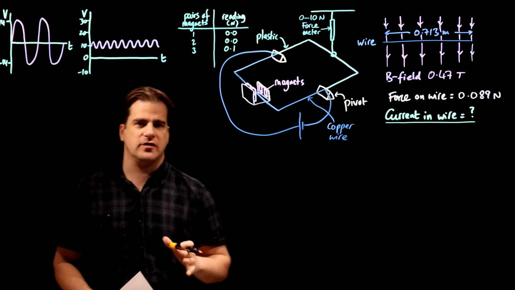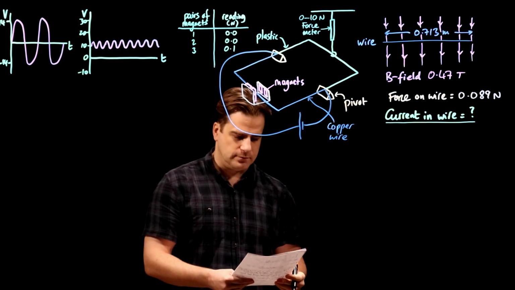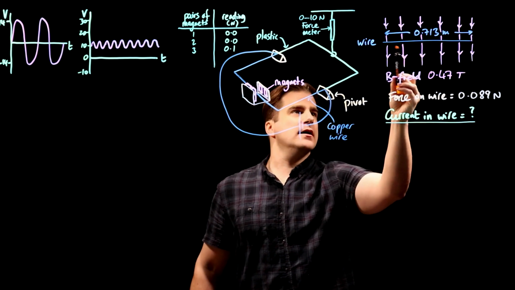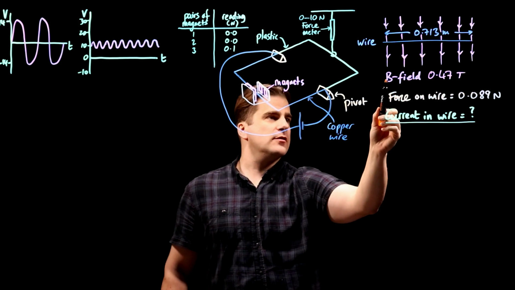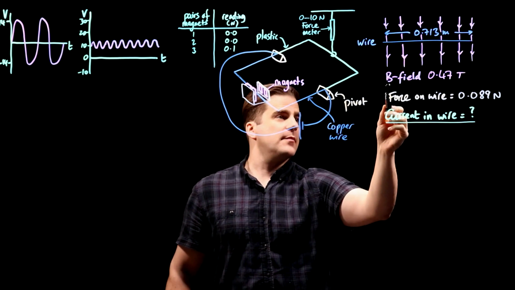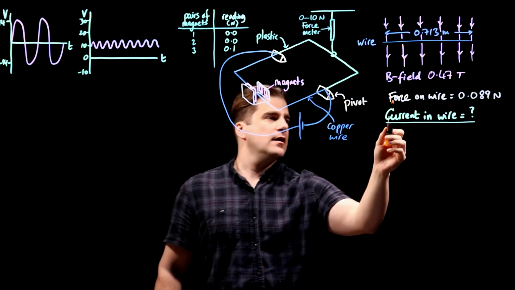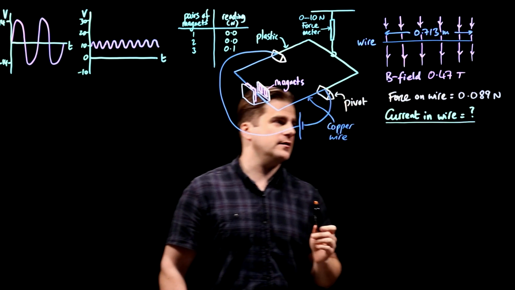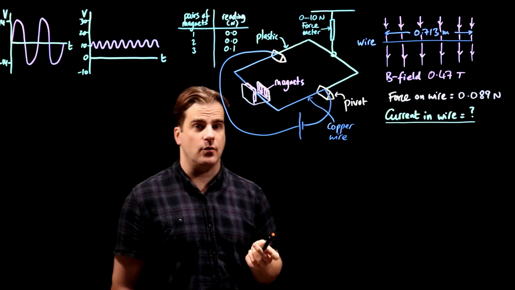Okay, currents, forces and forces on magnetic fields. Here we go. So, we have a wire that's 0.173 meters long. We're told the magnetic field, use the letter B for magnetic field. The magnetic field on it is 0.47 Tesla and the force on the wire is 0.089 newtons. And we have to calculate the current in the wire.